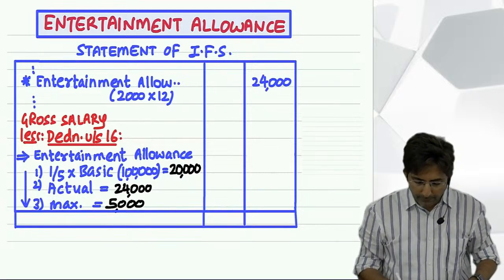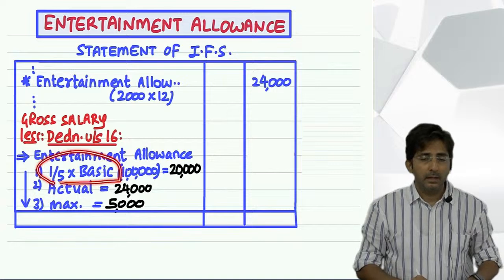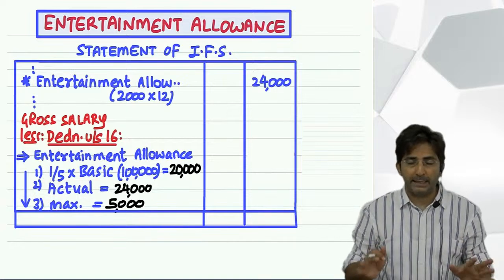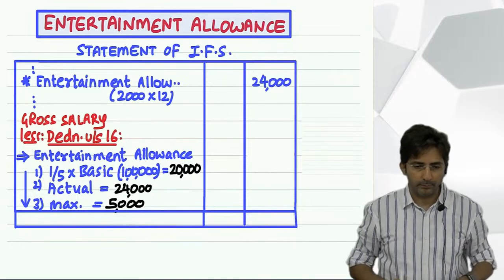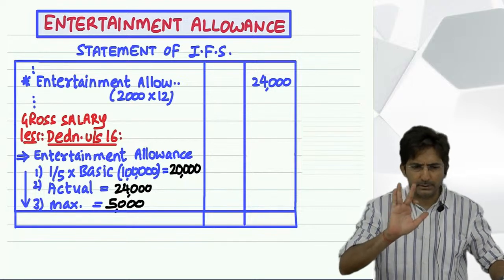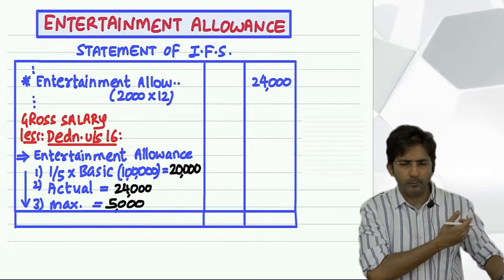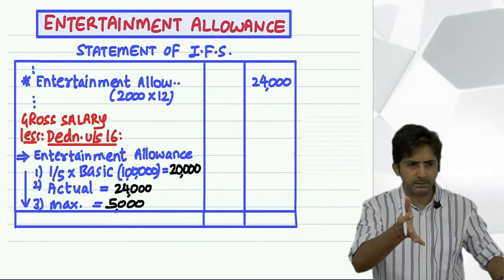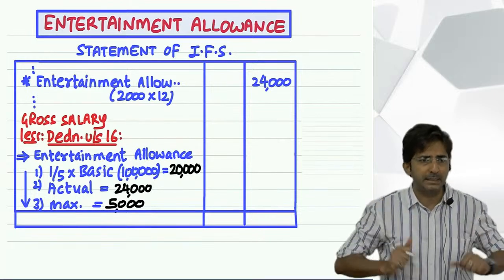1 upon 5 into basic salary. Actual amount received and 5,000, whichever is lower. Fixed formula. Okay. I will comment on this after some time. First, respect the formula. Because this will give you marks. 1 upon 5 into basic salary.